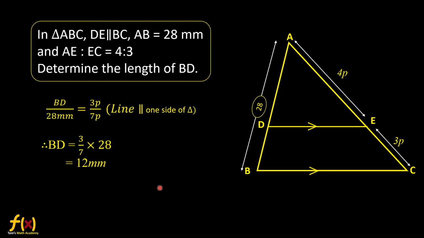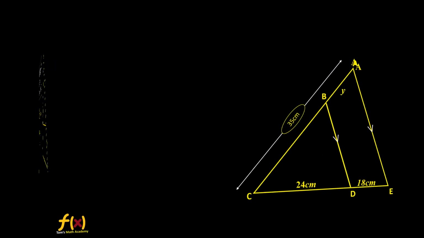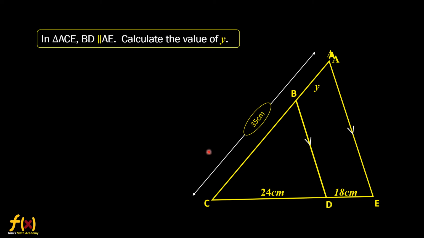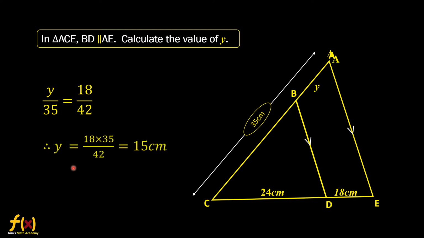This is a basic question. Now, look at another question of similar nature. Here, what is our question? Calculate the value of Y. So immediately we can write Y over 35 is equal to 18 over, how much is the total from C to E? 42. And we solve for Y, which is equal to 15 cm.